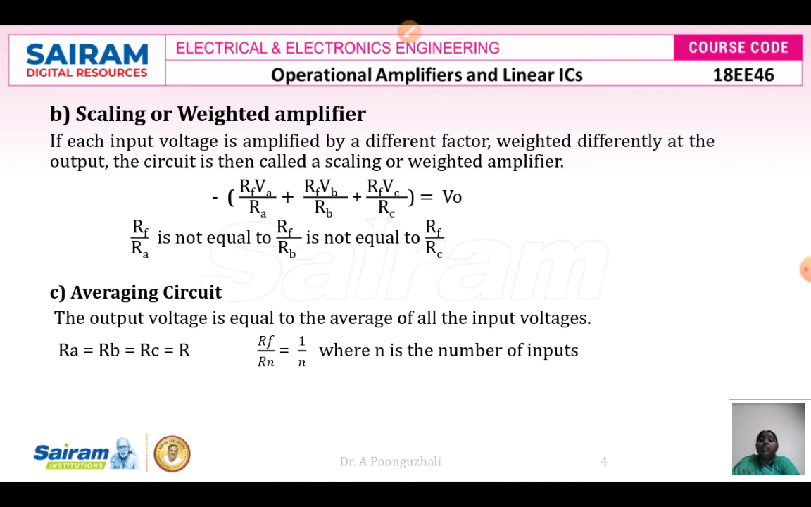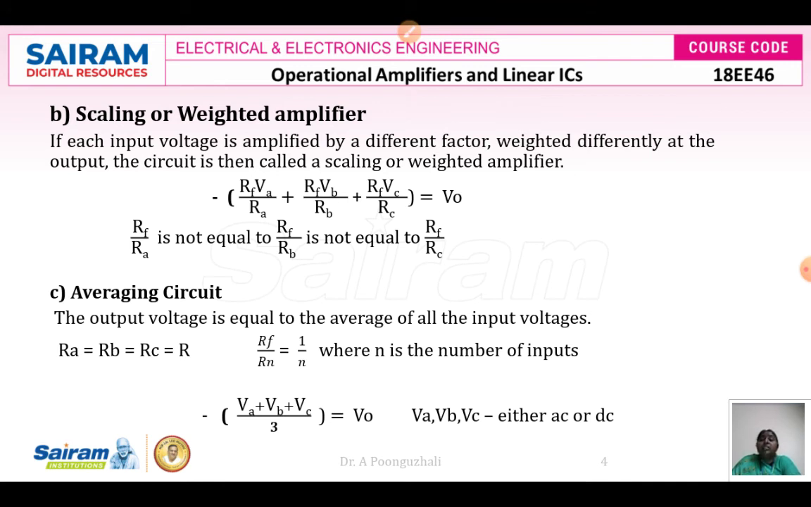So how am I going to get that? RA is equivalent to RB is equivalent to RC is equivalent to R. So we are going to take RF by R1 equal to 1 by N, where N is the number of inputs. So I can write the expression. Here in this case RA, RB, RC are all going to be R.